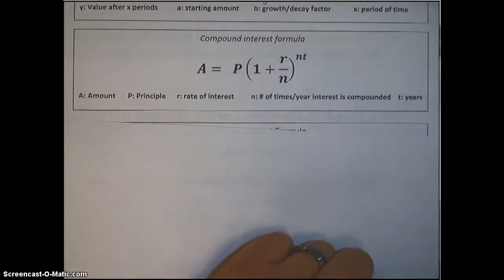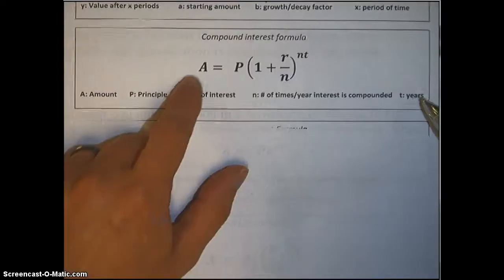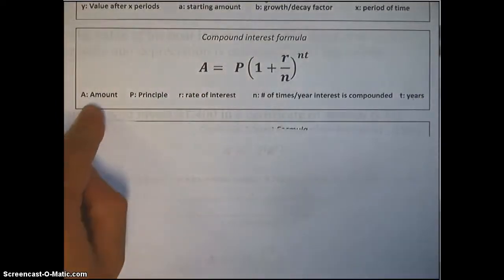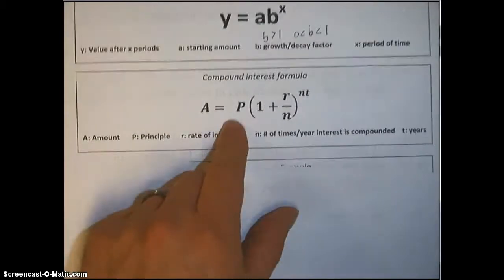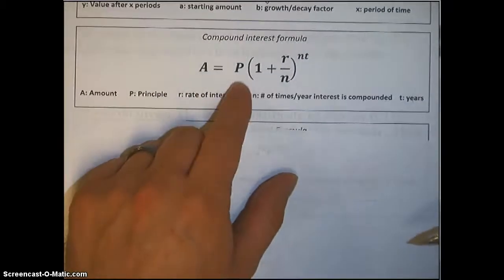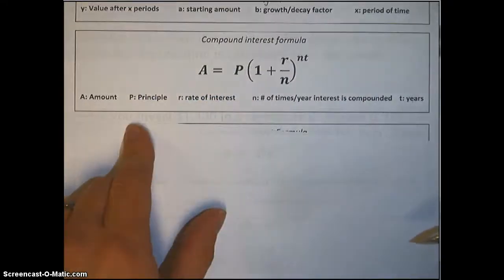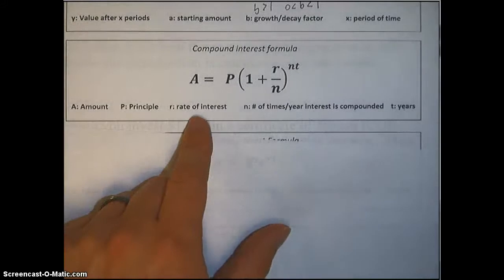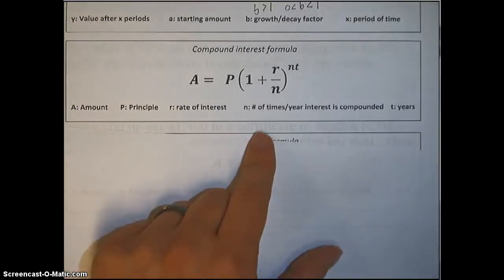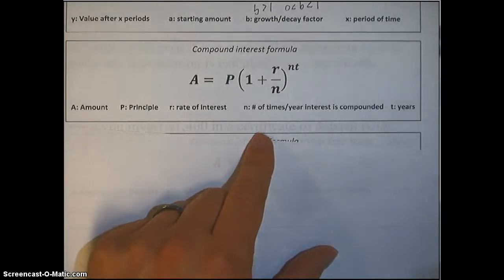So let's talk about what each of these means. First, the t stands for the number of years. The capital A is the amount that you have after t years. P, before we said that was the starting amount. P is basically the starting amount, the principal, or how much money you invest at the start. R, lowercase r, is the rate of interest, and n is the number of times per year that interest is compounded, meaning how many times you add in the interest per year.